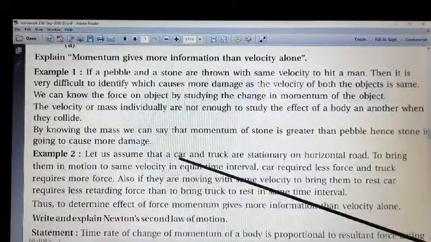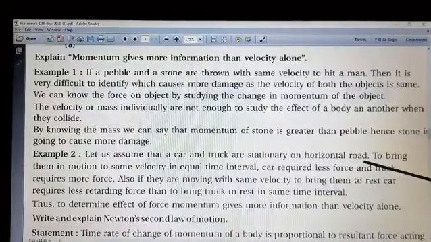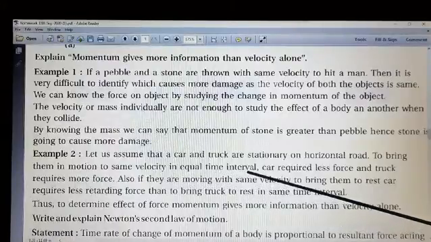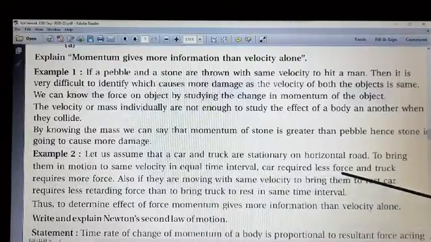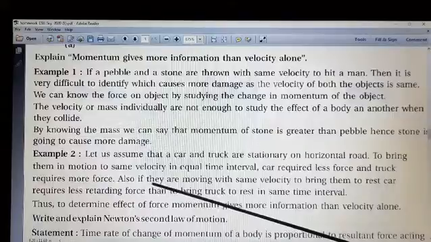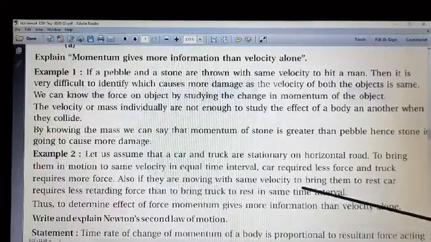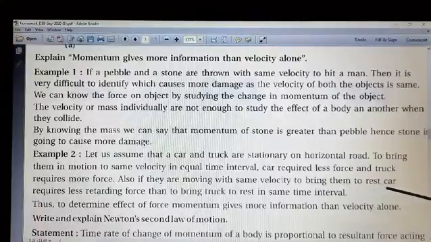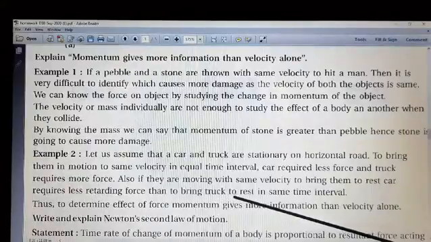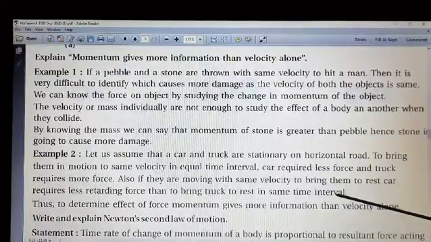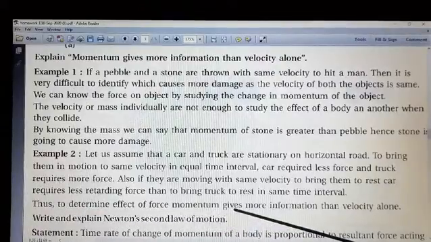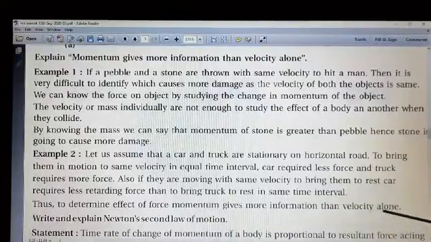Let us assume that a car and a truck are stationary on a horizontal road. To bring them into motion to the same velocity in an equal time interval, the car requires less force and the truck requires more force. Also, if they are moving with the same velocity, to bring them to rest, the car requires less retardation force than to bring the truck to rest in the same time interval. Thus, to determine the effect of force, momentum gives more information than velocity alone.